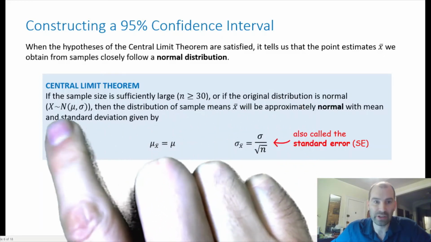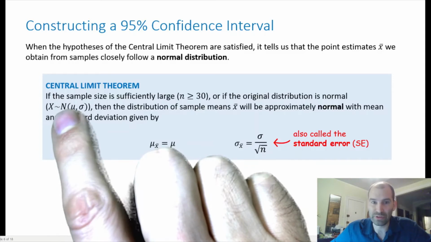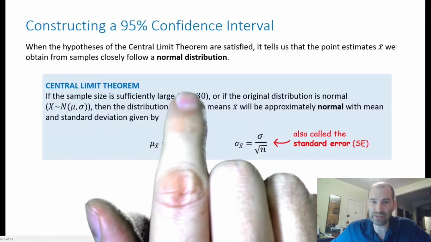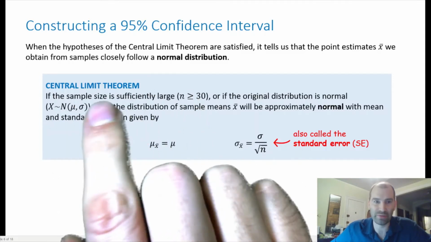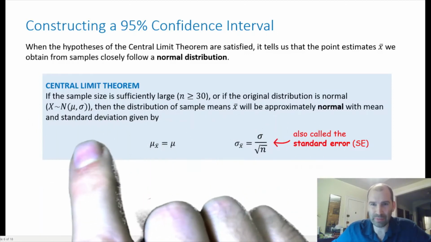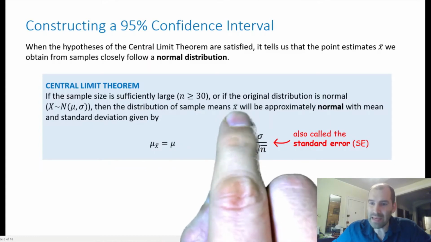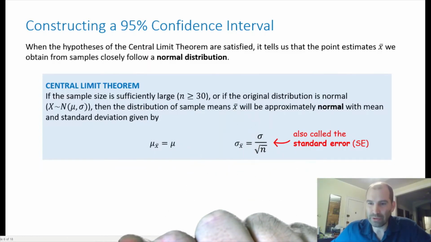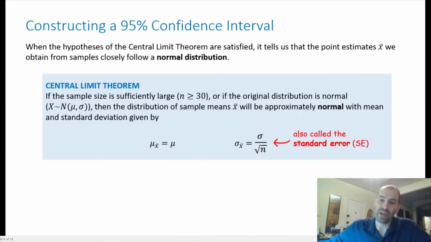And this is the notation for saying that X is normally distributed. So if one of those two things is true, the sample size is big enough, or the original distribution is normal, then the central limit theorem tells us that the sample means will be approximately normally distributed. And so then you ask, well, what's the mean and the standard deviation of that distribution? Well, the central limit theorem tells us that too.